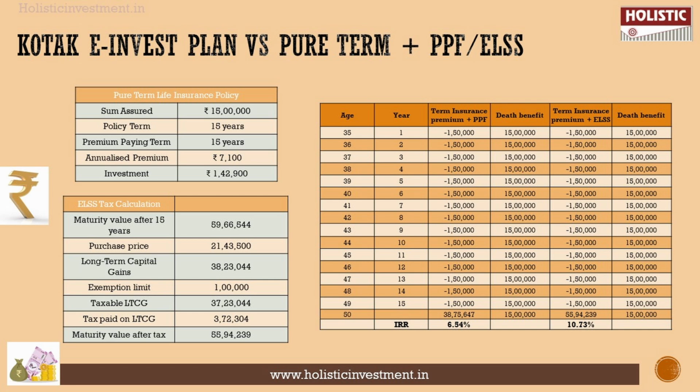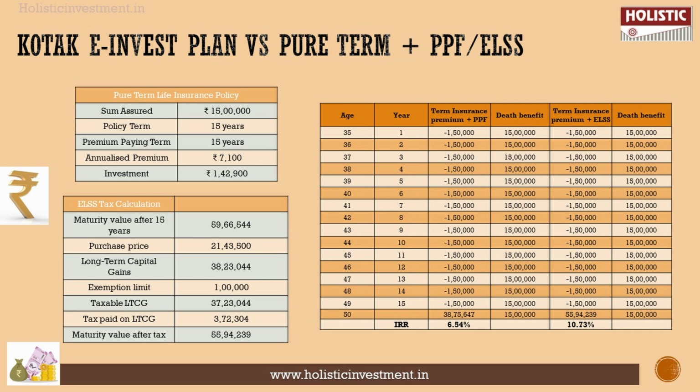The PPF combination gives you a similar return as the Kotak e-invest plan best case scenario. But here the difference is this is a guaranteed return. So 6.54% is a decent return for the amount of time we have invested. And also it's a guaranteed return which is not available in the Kotak e-invest plan.